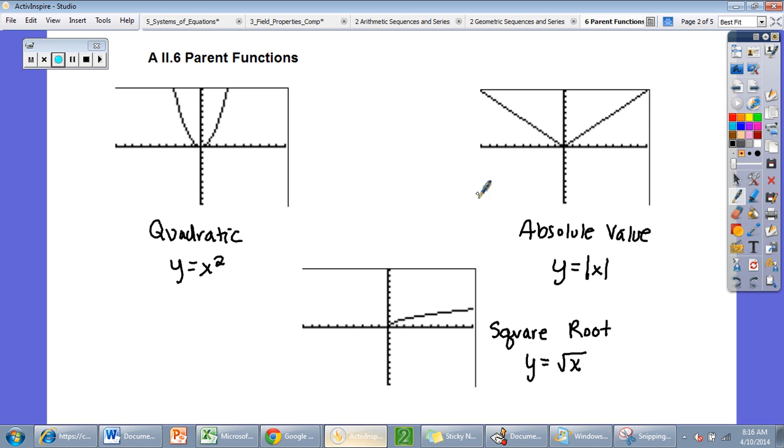And then the quadratic and the absolute value look very similar to each other, but instead of the rounded U shape, the absolute value is the V shape. Okay, the absolute value, and the equation is y equals the absolute value of x.